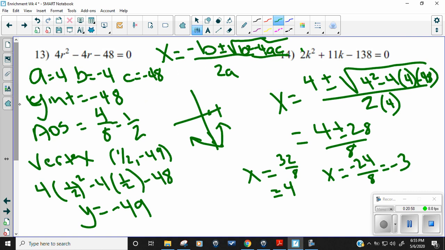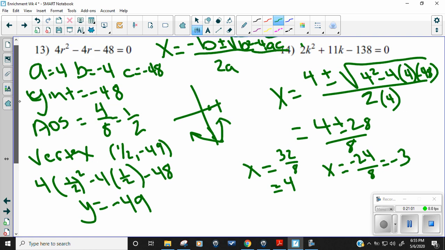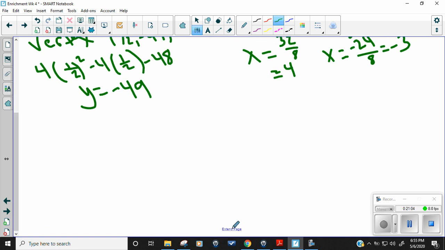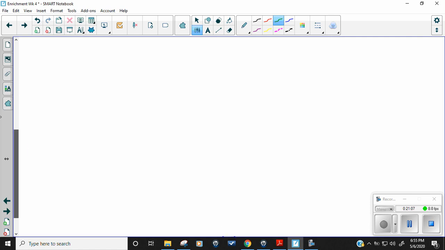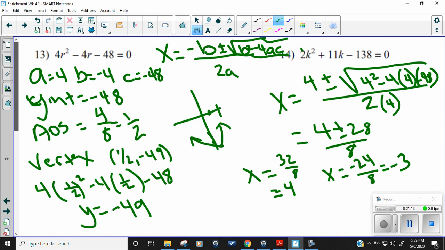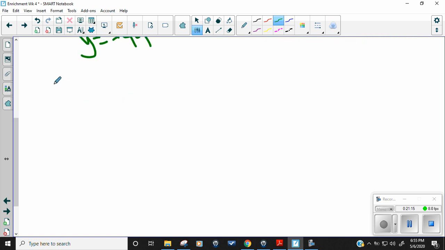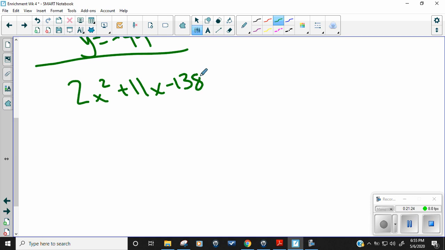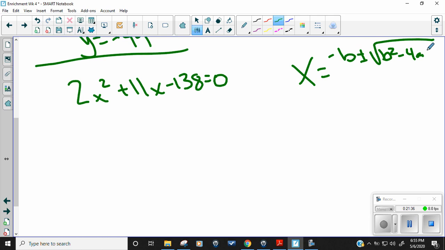Okay. 2x squared, 11x, 138. Is it minus 11x? No, it's minus 138. So the next one is 2x squared plus 11x minus 138. Again, I'll write the formula. Sorry, I'm concentrating on writing, so I'm not talking.